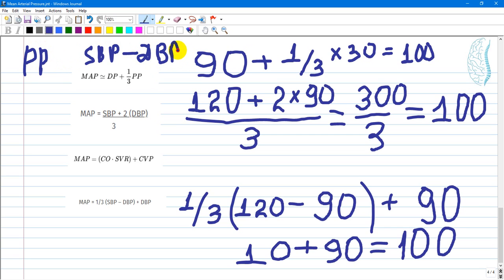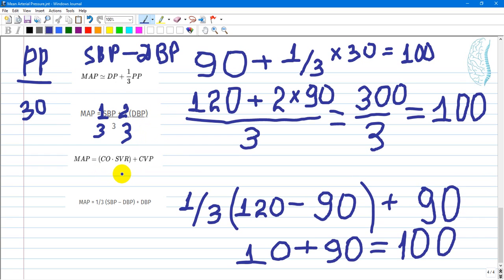For example, if systolic blood pressure is 120 and diastolic is 90, the pulse pressure is around 30. Another one is mean arterial pressure equal to 1/3 of systolic blood pressure plus 2/3 of diastolic blood pressure.